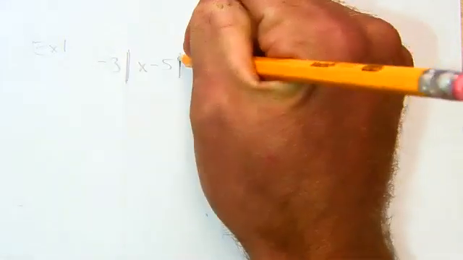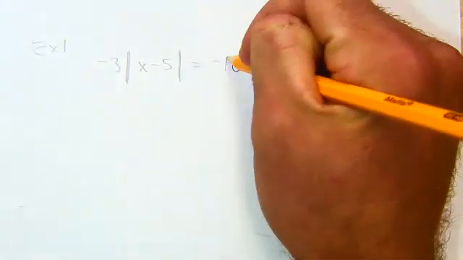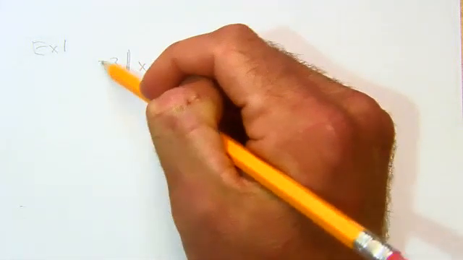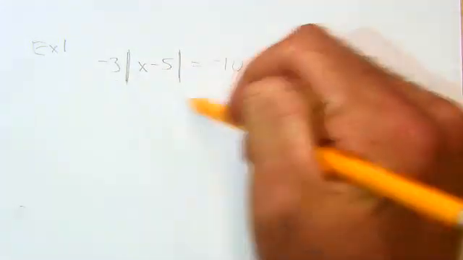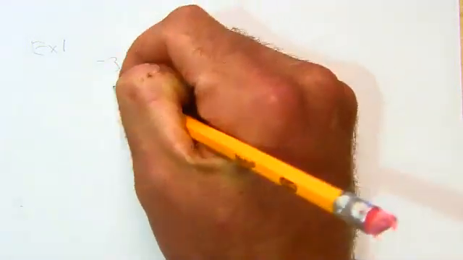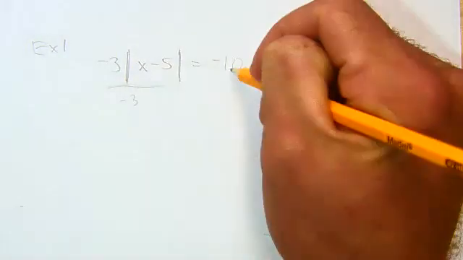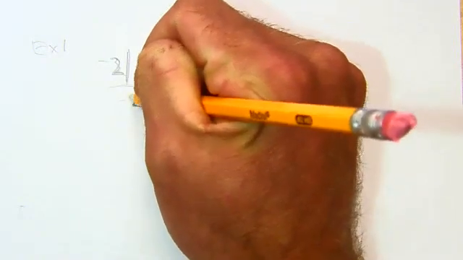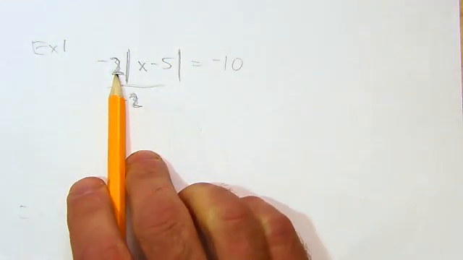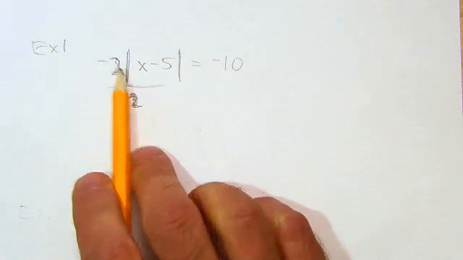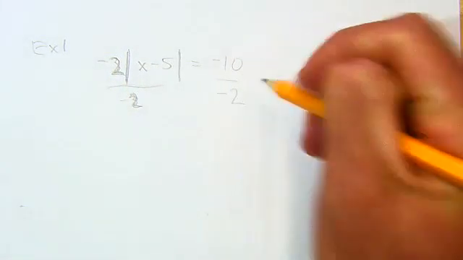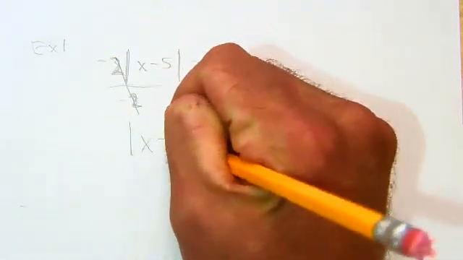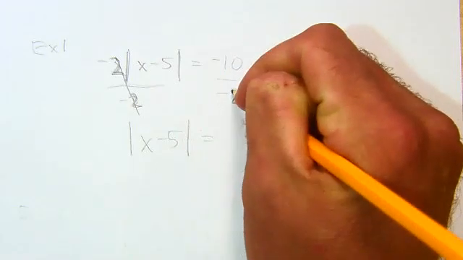-3, these are absolute value bars, x minus 5 equals -10. Isolate the absolute value. That means get everything that's outside the absolute value over on the other side. So how do I get rid of that -3? Oops, let's make that -2. Sorry. -2 is what I was supposed to have there. So divide each side by -2. Okay, that cancels. Absolute value x minus 5 equals -10 divided by -2 is 5.